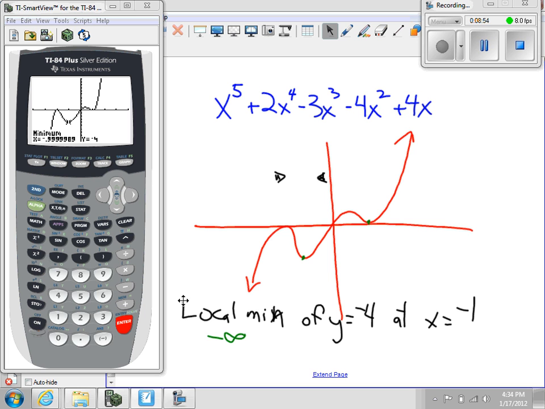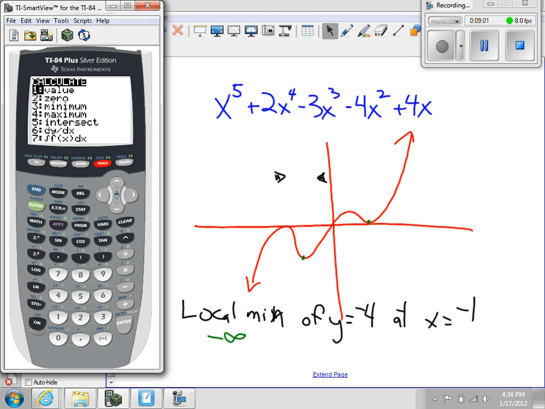I want to find my second local minimum. I'm going to go second, calc, minimum, and it looks like it's right around 1. I'm not positive it's exactly 1, and rather than take a guess, I'll set my left bound. I don't want to start my left bound at my other local minimum. I want to move it over a little bit, so I just tap over. I don't have to give it a number. Now I'm clearly on the up part of the graph that's going to hit that local minimum.